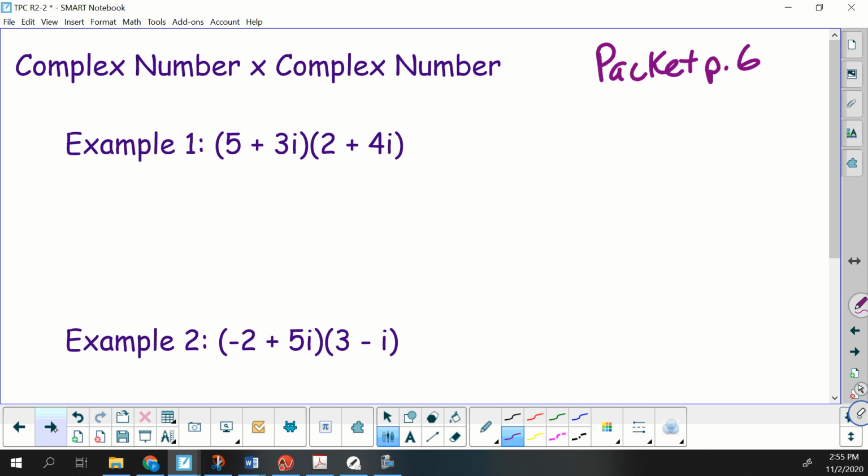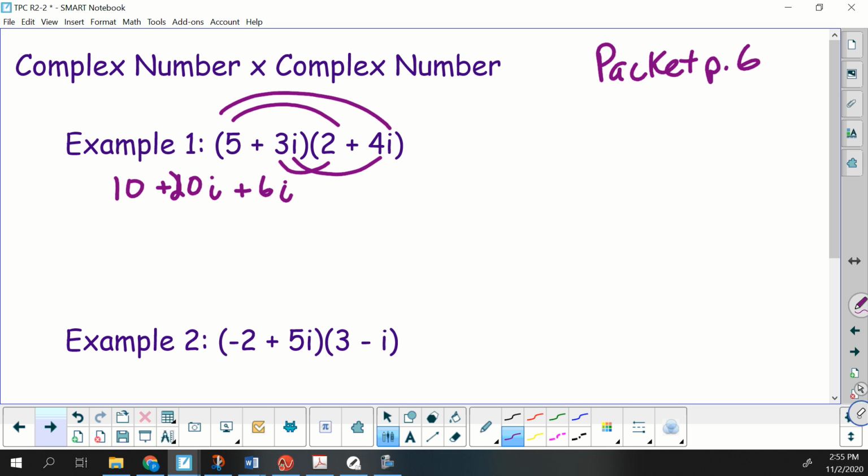All right, so we're going to be on packet page 6. We're going to be working with imaginaries today. So first thing, we're going to multiply it out. We're going to FOIL it out. So the 5 times 2 will give us 10. 5 times 4i will give us 20i. Then 3i times 2 will give us 6i. And 3i times 4i, well, the 3 times 4 gives us 12, and i times i is i squared.